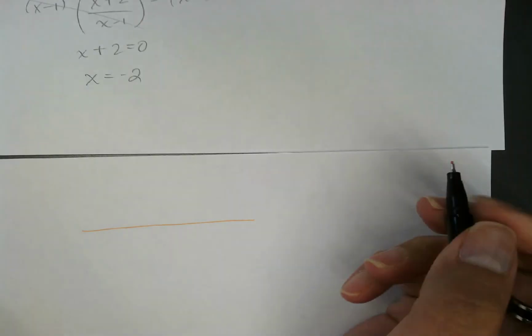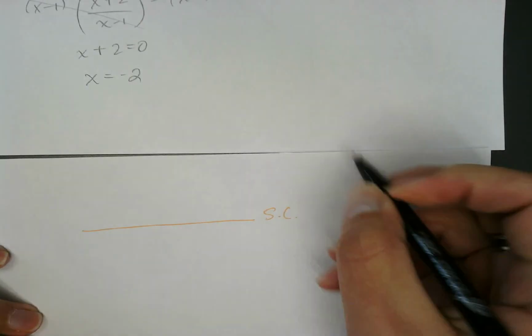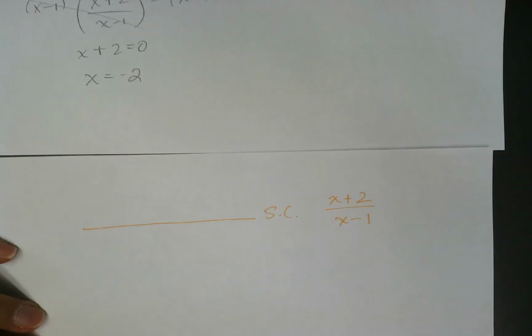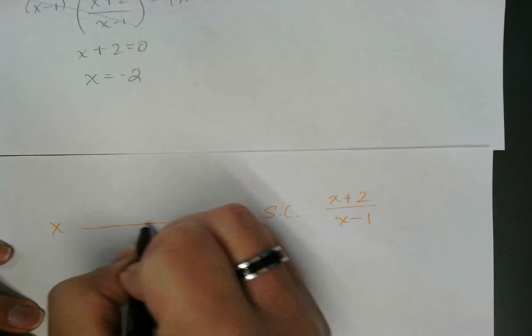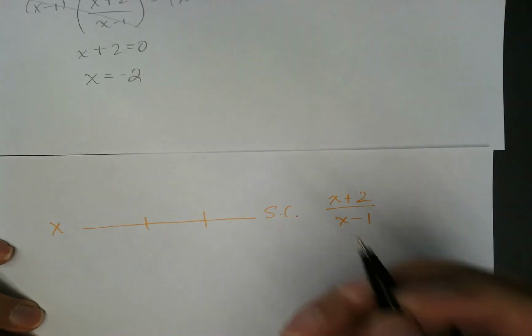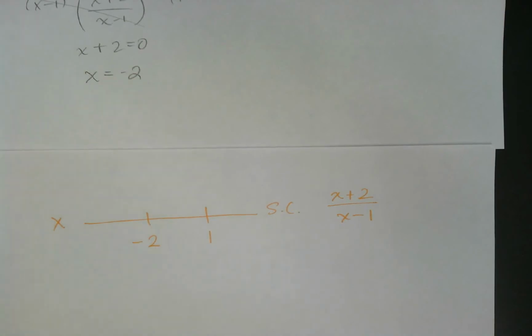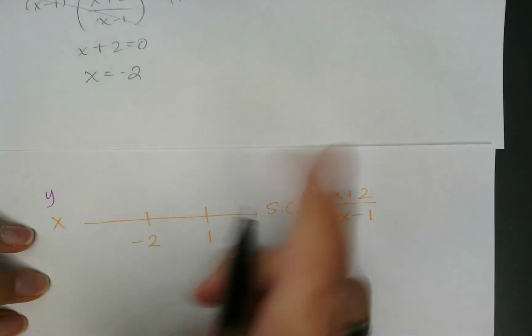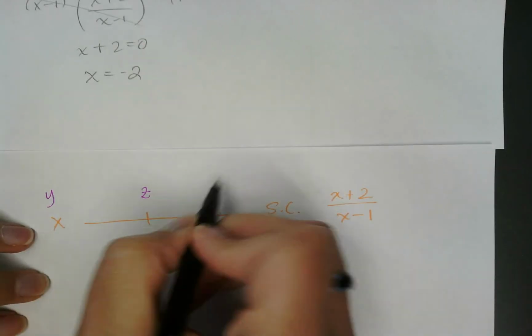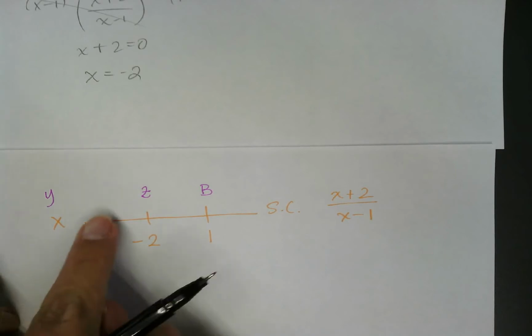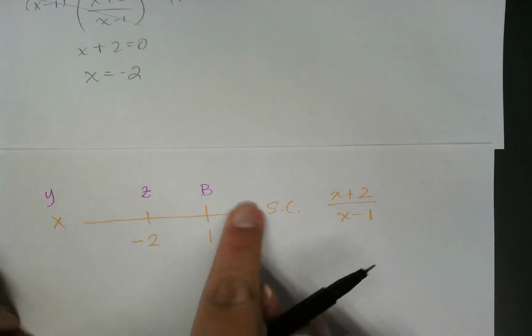Sign chart. I like to color coordinate over here. My sign chart is for x plus 2 over x minus 1. And these are my x values, and they are negative 2 and 1. When I plug in negative 2, I get out 0. And when I plug in 1, I get a bad number, or undefined. Now we got to find out what happens when I plug in the other x values in these intervals.